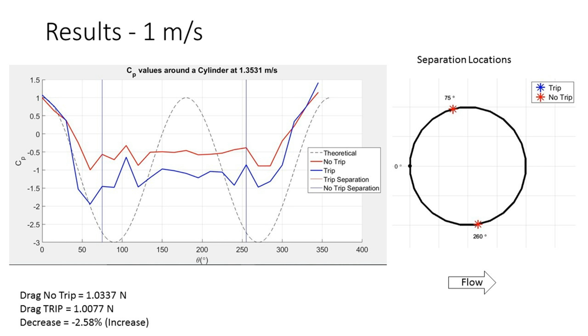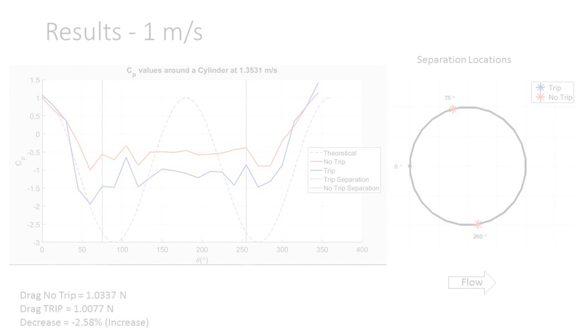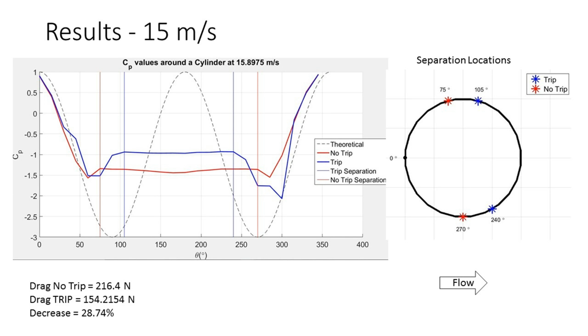In fact, by tripping the flow, a higher pressure coefficient was created on the backside of the cylinder, causing more drag. Overall, the low speed plus a few large bumps in the wake on the tripped plot result in minor changes. Increasing the airspeed to about 15 meters per second yields some nicer looking graphs.